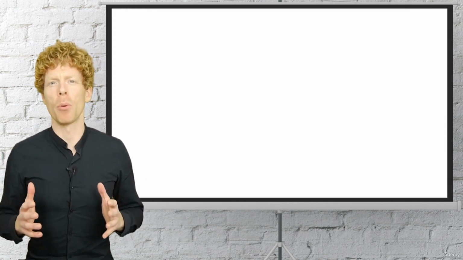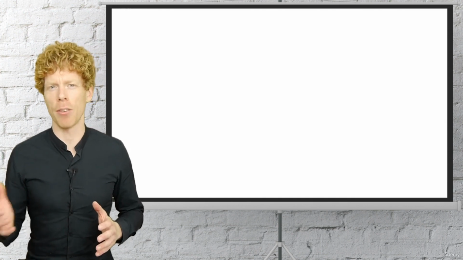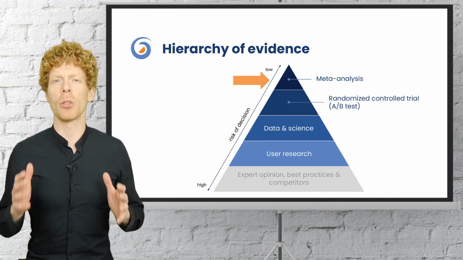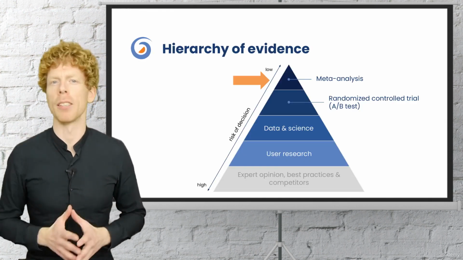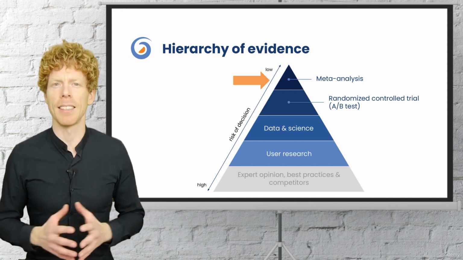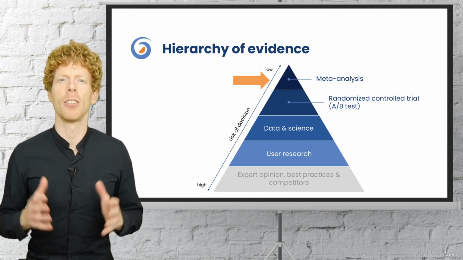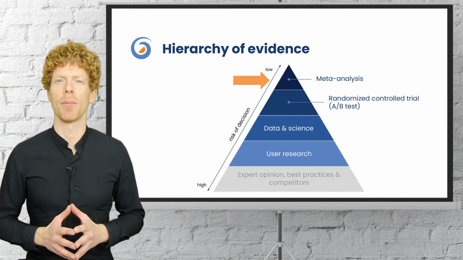Now, before we come up with test ideas, we will have another look at the hierarchy of evidence. In this lesson, we will start with the top of the pyramid, the meta-analysis. To conduct a meta-analysis, we have to create behavioral hypotheses. So, how does this work?